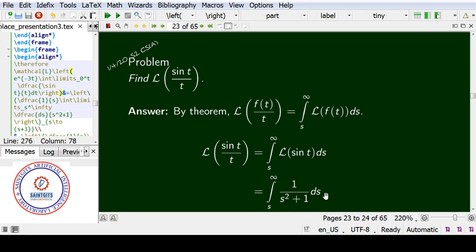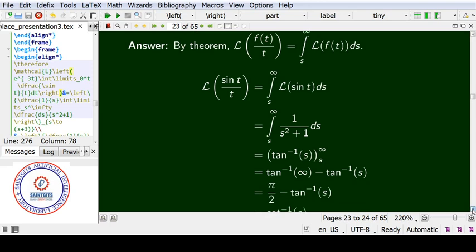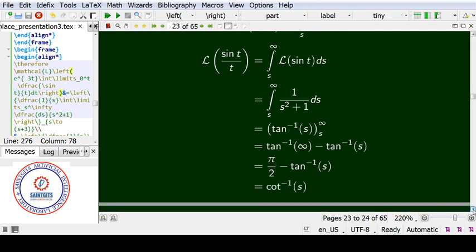And we know that the integral of 1 by 1 plus x square is tan inverse x. Use that result. So tan inverse s, but the limit varies from s to infinity. Now put the upper limit infinity: tan inverse infinity minus tan inverse s. Now think, at what angle do we get tan value infinity? Tan is actually sine by cos. Sine by cos becomes infinity when cos is 0. Cos is 0 when theta is equal to pi by 2. So tan inverse infinity is pi by 2, minus tan inverse s. Pi by 2 minus tan inverse s leads to the complement of tan, that is cot inverse s.